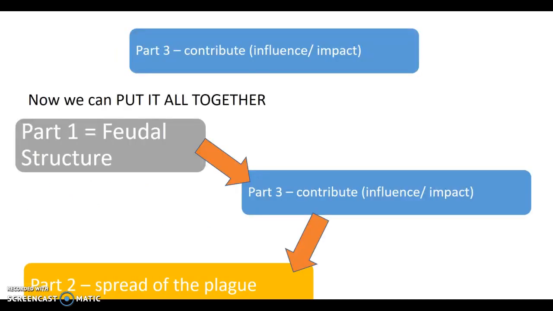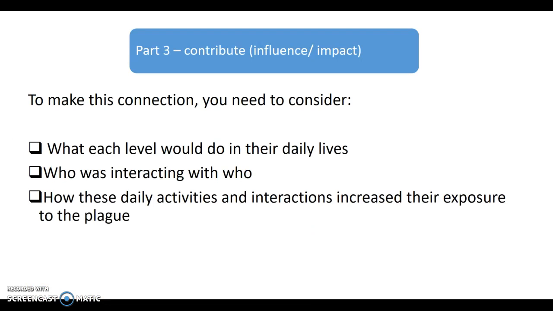So we need to put these 2 together. We need to look at how part 1, roles and responsibilities, contributed to, influenced and impacted the spread. This is why you need to break it down. To make that connection, you need to think, what is each level doing in their daily life, who is interacting with whom, and then how are those 2 things increasing their exposure to the plague.